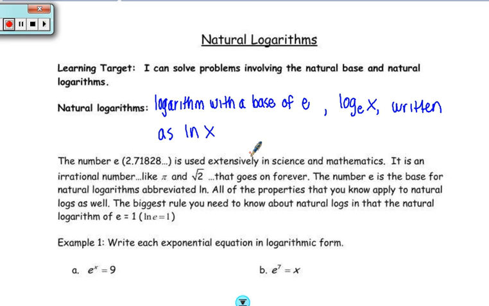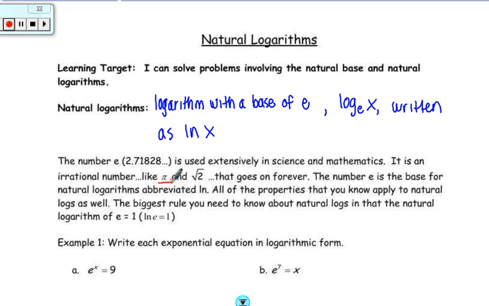So natural logarithms are really a logarithm with a base of e. And you're like, e is a letter, but it's really not in mathematics. e is a number, and that number is 2.71828, and it goes on and on. It's used in a lot of science and mathematics. It's an irrational number, just like pi. You know, pi goes on forever. The number e goes on forever.